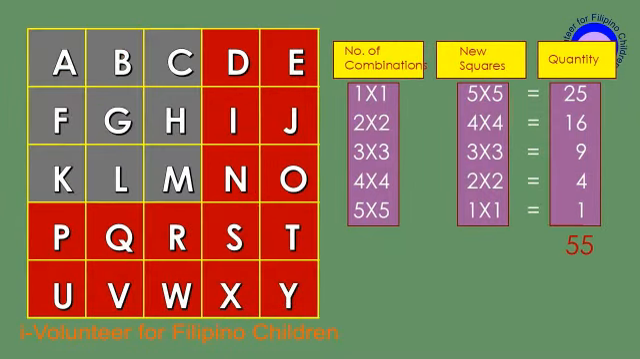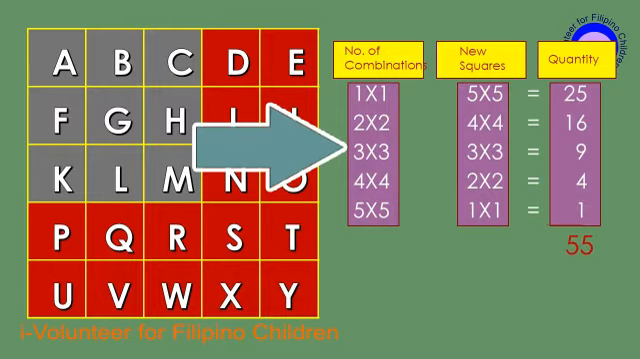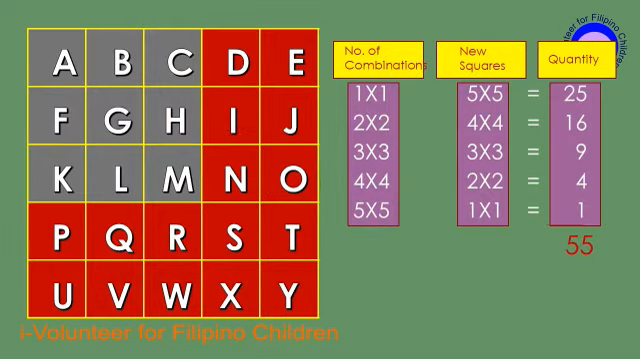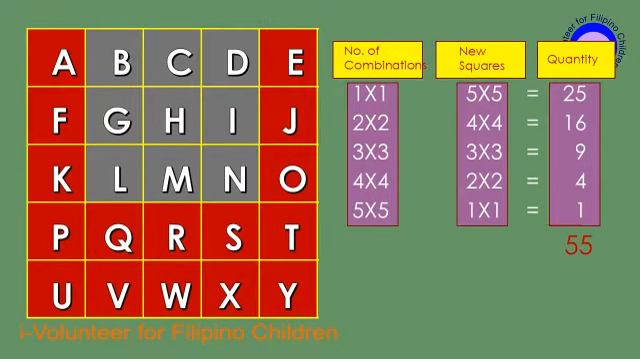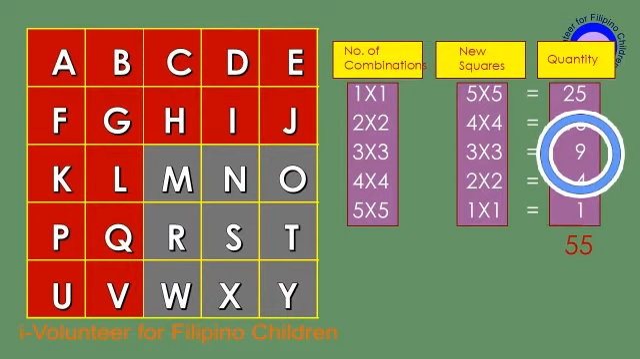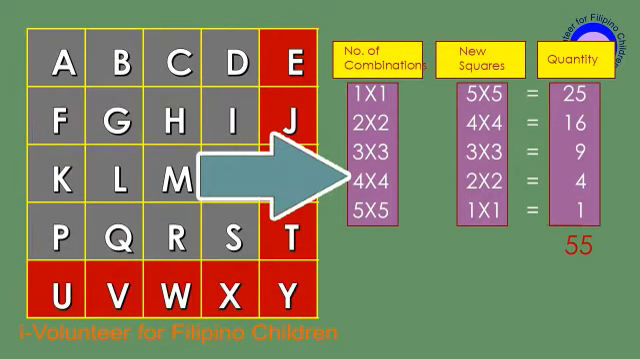Now let's go to the next group to count. 3 by 3. Let's count the number of 3 by 3. 1, 2, 3, 4, 5, 6, 7, 8, 9. Next to count is the 4 by 4.